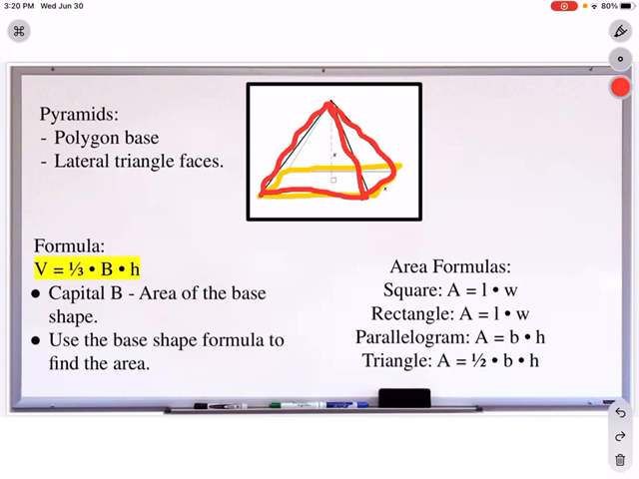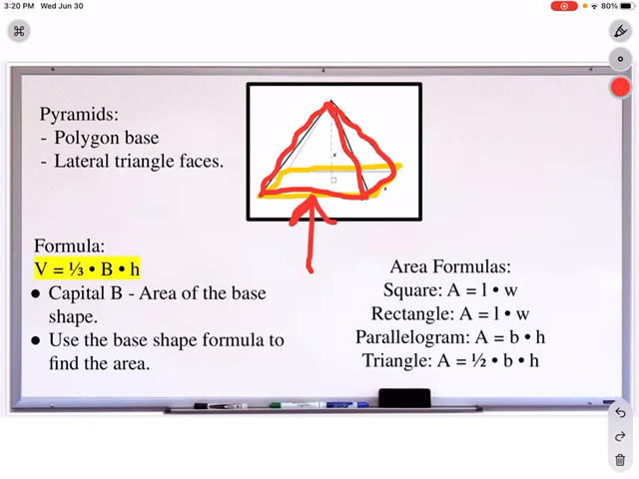I do recommend a calculator in this lesson. Let's go over what our formula means. The capital B is the area of the base shape, which, as you can see in our diagram, is yellow. And you use this base shape formula to find the area. The area formulas are located here.